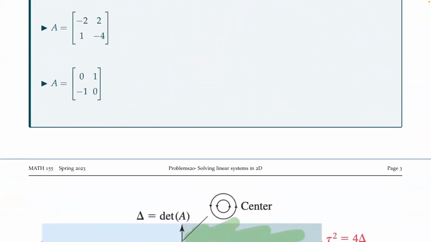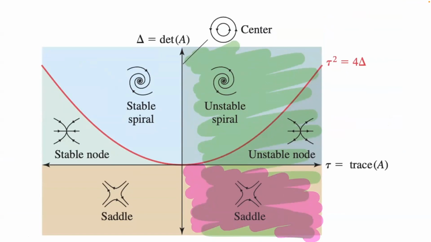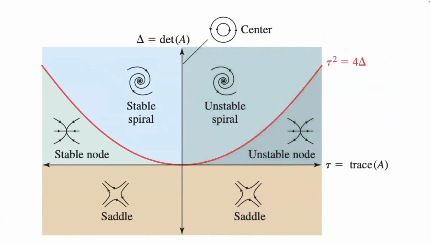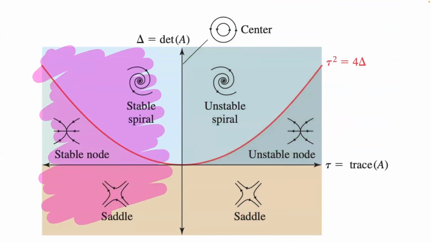And let's do one more together. So we've got this new matrix here. What is our trace? Give me -2, -4. So that's -6. That's negative. So if we go to our diagram, we have a negative trace so that we know we're over this side here.